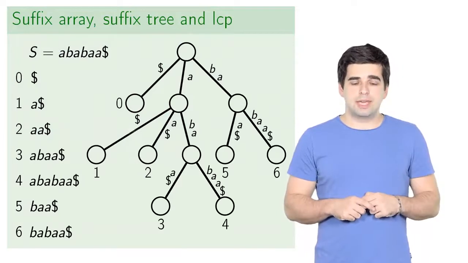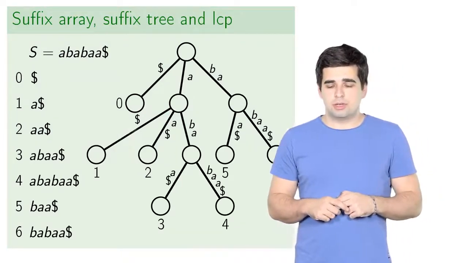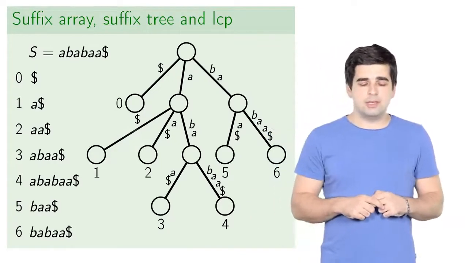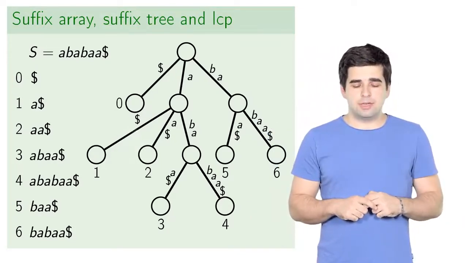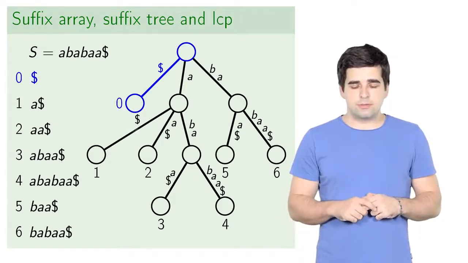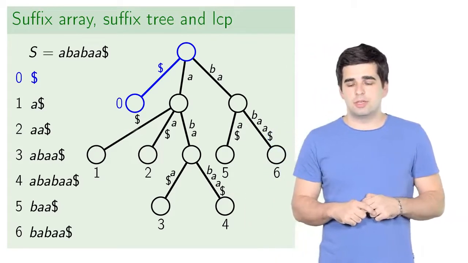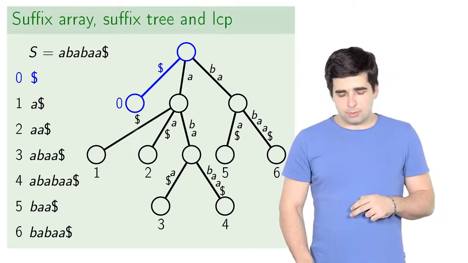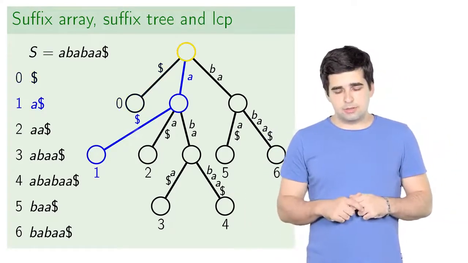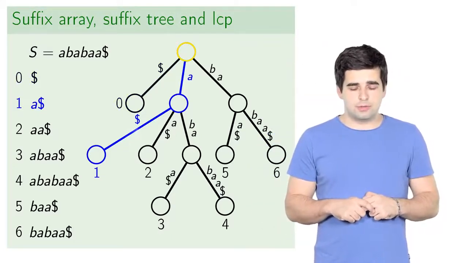Now let's look again at the suffix array and suffix tree, and also take into account the LCP between the neighboring elements of the suffix array. So when we look at the first element of the suffix array, we just have an edge corresponding to it in the suffix tree. And when we have the next element, we have a path from the root to another vertex.